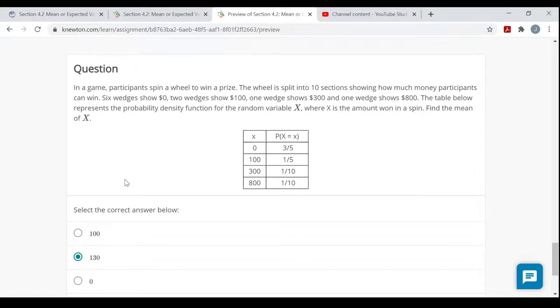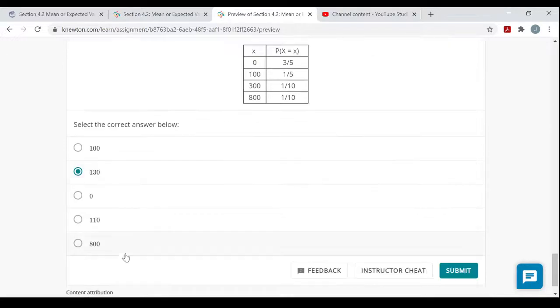So say you spun it 100 times, and the first time you got $100, the second time you got 300, then you got 0, then 0, then 800, 300, 100, 800, 0, 100, 300. You do that 100 times, you take all the money you won, add it up, divide by 100, and that average should be close to 130. You do it 1,000 times, you take all your winnings, add it up, divide by 1,000, and that average should be even closer to 130. I'm hoping that's clear the way I'm saying this, but it's 130.